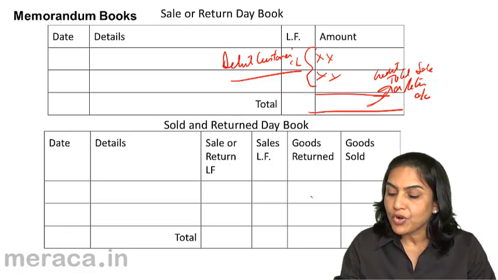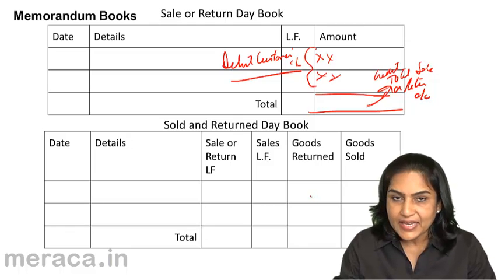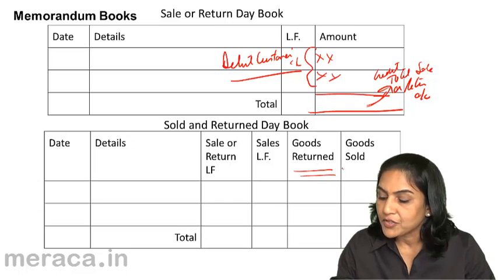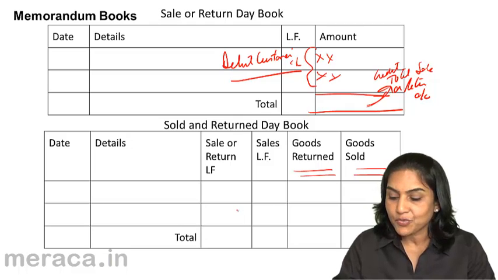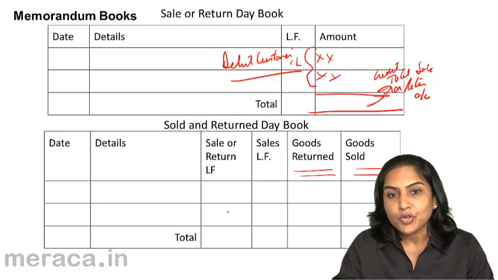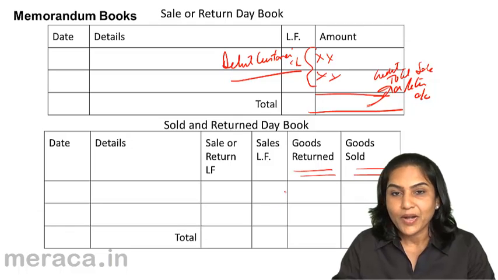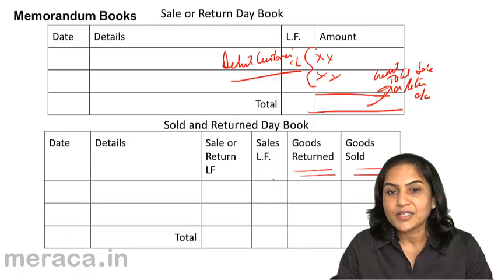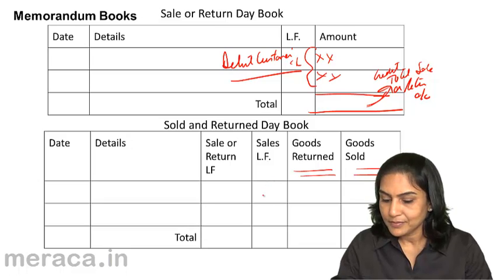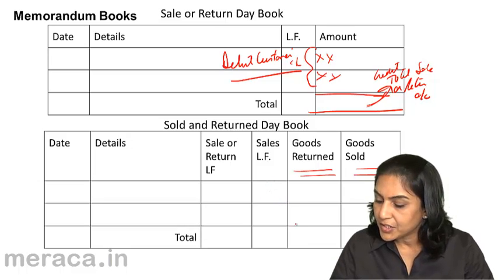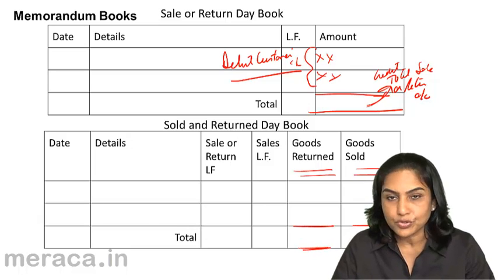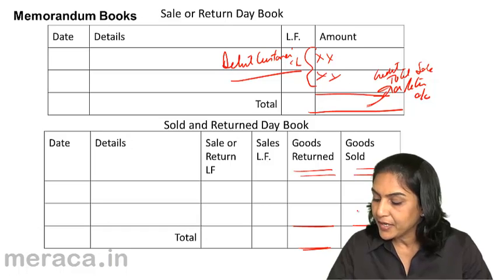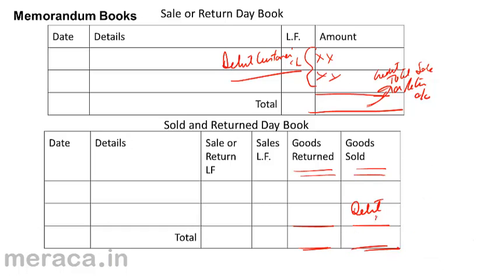The format of the sold and returned day book is similar, except that we have two columns. One is for goods returned and one is for goods sold. We have the date, we have the particulars, we have two ledger folios. One is sale or return and one is sales. Here, the total of the goods returned and the total of the goods sold both are debited to the total sale or return account.